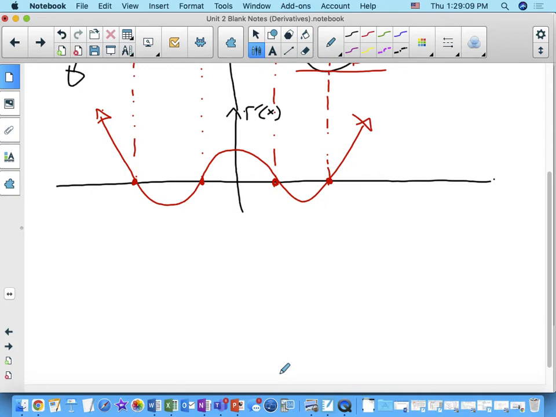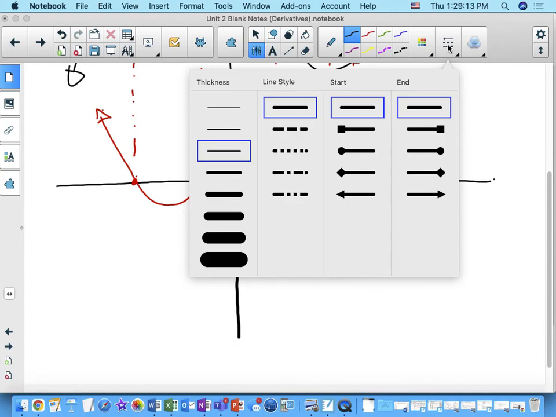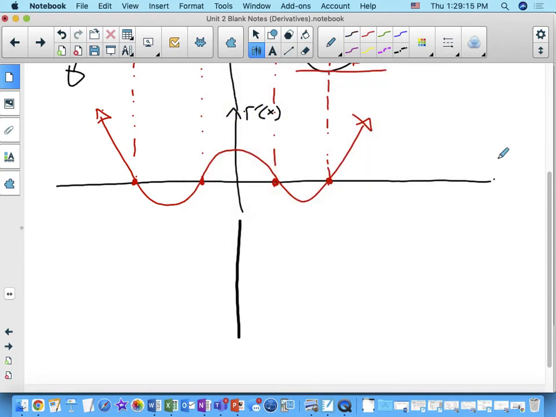Let's do it in a different color. Oh, shoot. I went back to thick. f double prime of x. It's typically how we call it.